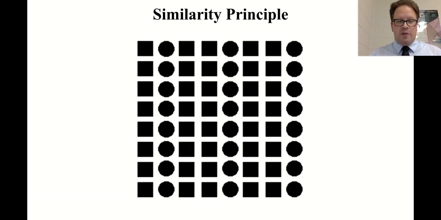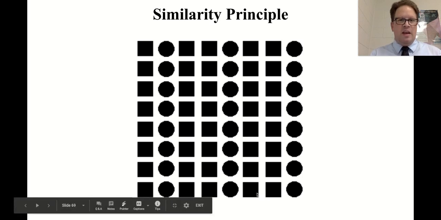The similarity principle states that when things appear to be similar to each other, they are grouped together. So if there are similarities of color, size, orientation, texture, type font, boxes compared to circles, our mind is basically going to tell us that these boxes have something in common with each other, and these circles have something in common with each other, even if they don't. That's just kind of the nature of the human mind.